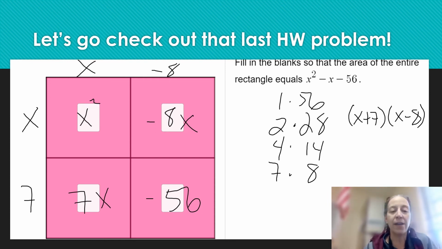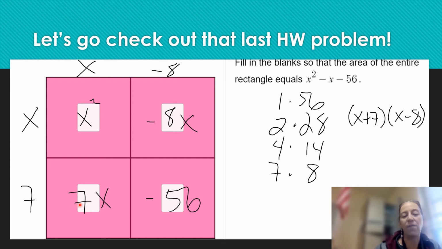Now you can also get your factors on the side here by looking for the greatest common factor, which comes in handy with this. So if you were to look at x squared and negative 8x and ask what's the common factor? Well, this is x times x. This is negative 8 times x. x is the common factor. And you can do the same thing in this direction and this direction. So you can actually do the GCF and get your common factor that way.